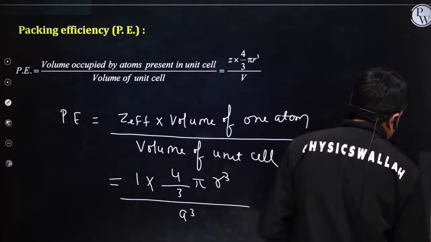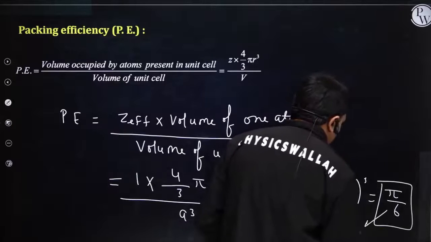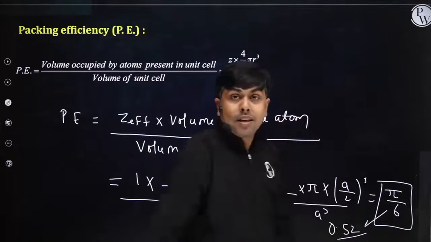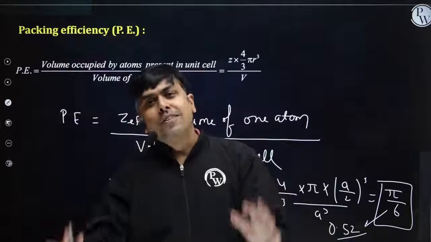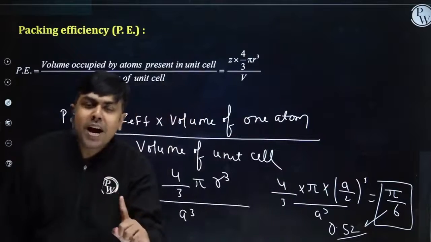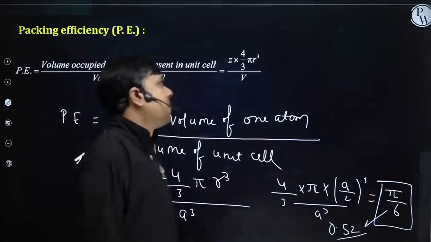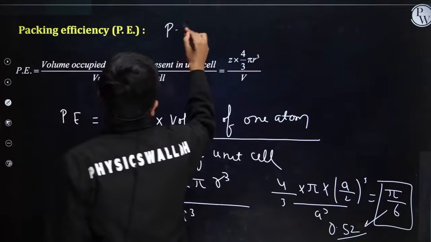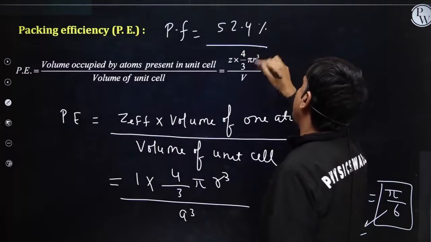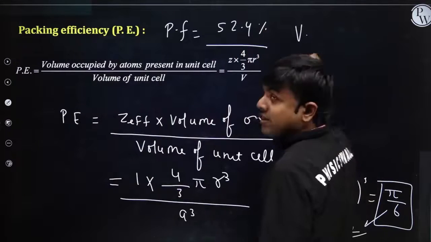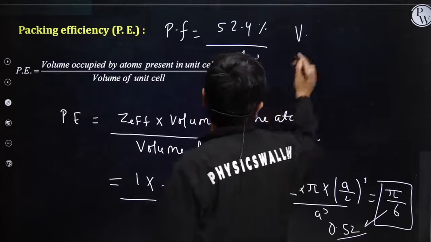So what's the packing fraction, students? It's 0.52. Means in a simple cubical unit cell, 52% of the space is occupied by atoms. Packing fraction is 52.4% or 0.52. And the void fraction, what's the empty space? 48% approx.